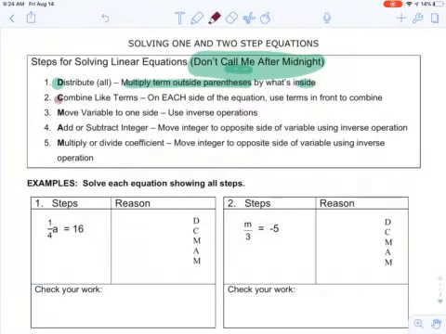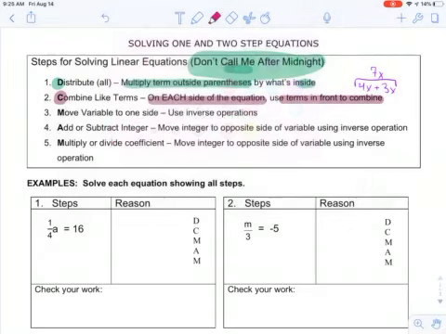The C stands for combine like terms, and when we say combine like terms, we mean on each separate side of the equation, and you use whatever's in front to tell you what to do. For example, if you had 4x plus 3x, you would combine like terms. 4 plus 3 is 7x.